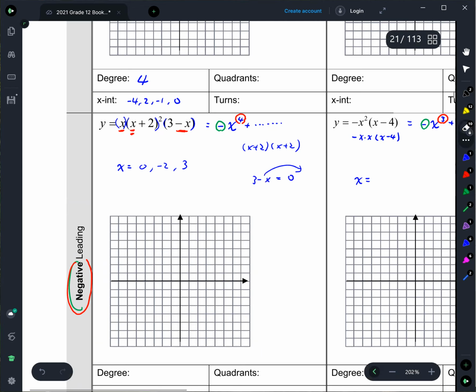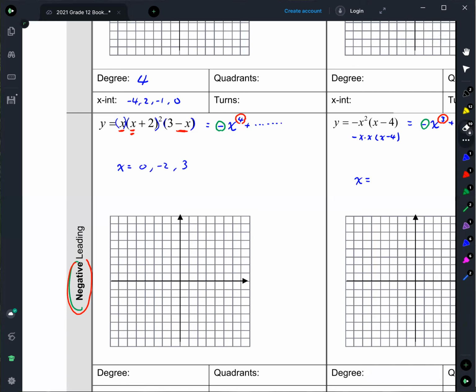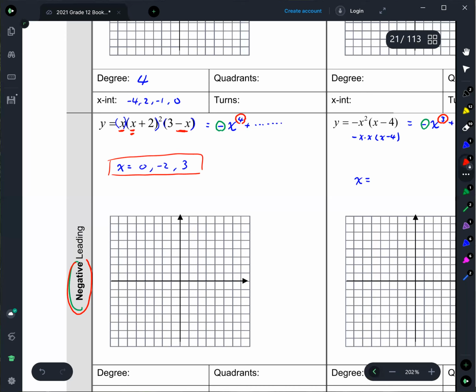Okay, it's the same way you solve quadratic equation, you solve polynomial equation. We just give it a different name. We call it x-intercept, that's all, okay? So these are the x-intercepts on the graph, all right?